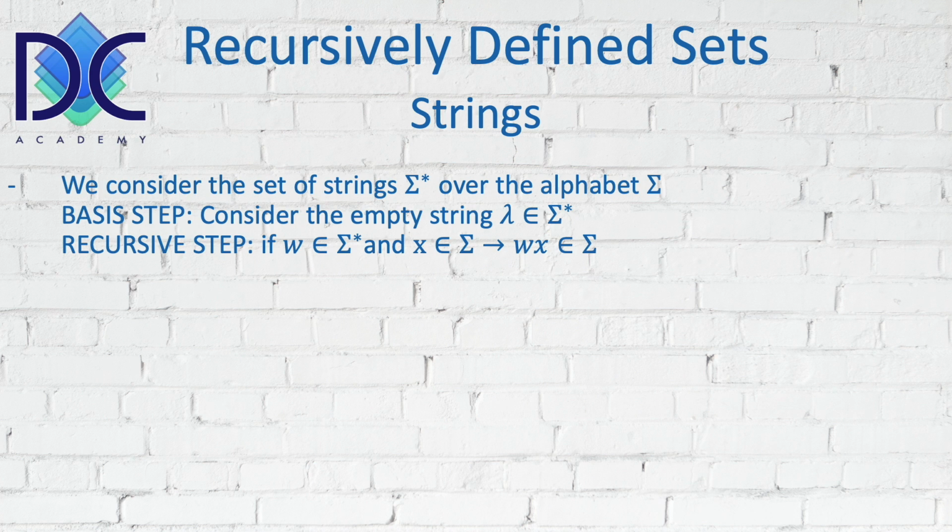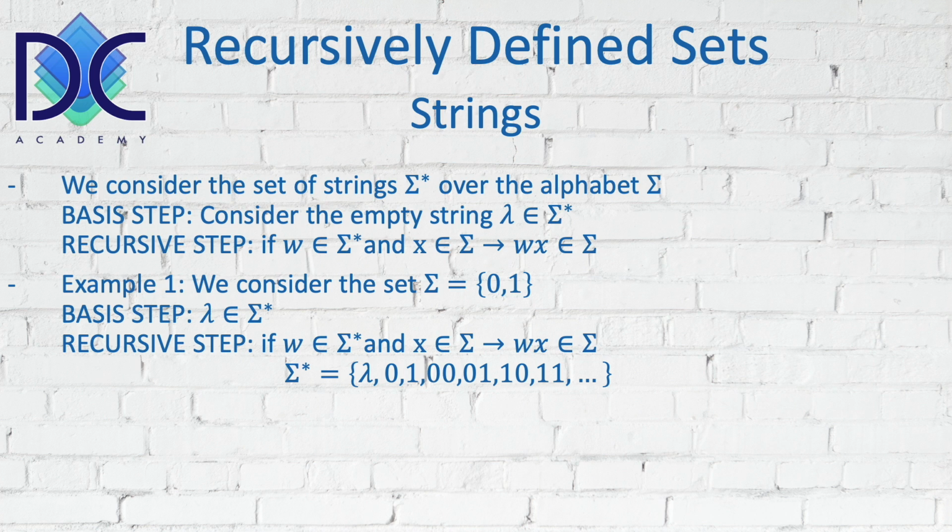So basically, we are creating strings of letters of the alphabet. Now let's have an example. Here we consider the set of the alphabet 0 and 1. So we have the basis step, where lambda, the empty string, is an element of sigma star. The recursive step: if w is an element of sigma star and x is an element of sigma, then wx is an element of sigma star.